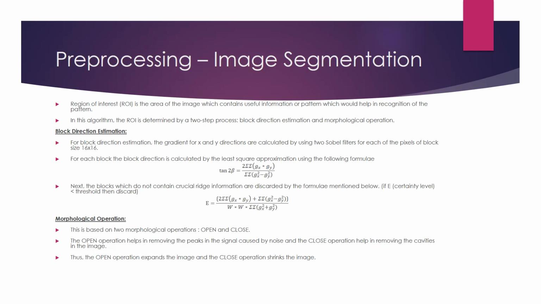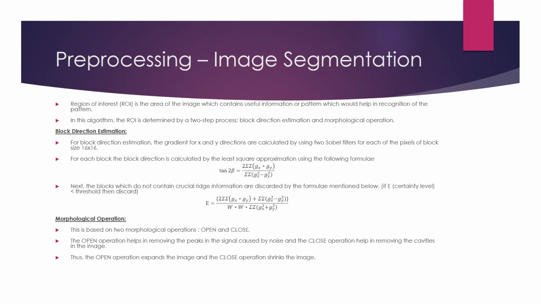Next is the image segmentation. Mainly in this stage, we are concerned with fetching the region of interest. Basically, in this stage, what we do is we separate the fingerprint from the background. The region of interest is the area of the image which contains useful information or pattern which would help in recognition of the pattern. In this algorithm, the ROI is determined by a two-step process: block direction estimation and the morphological operation.